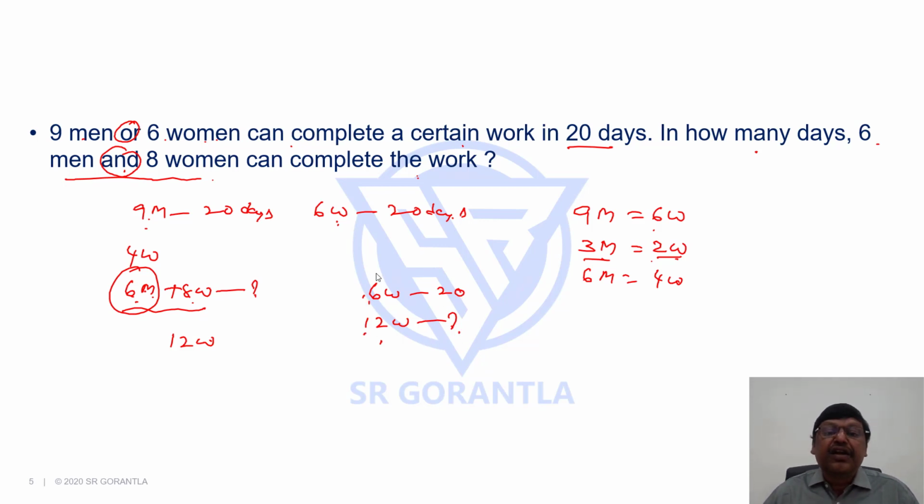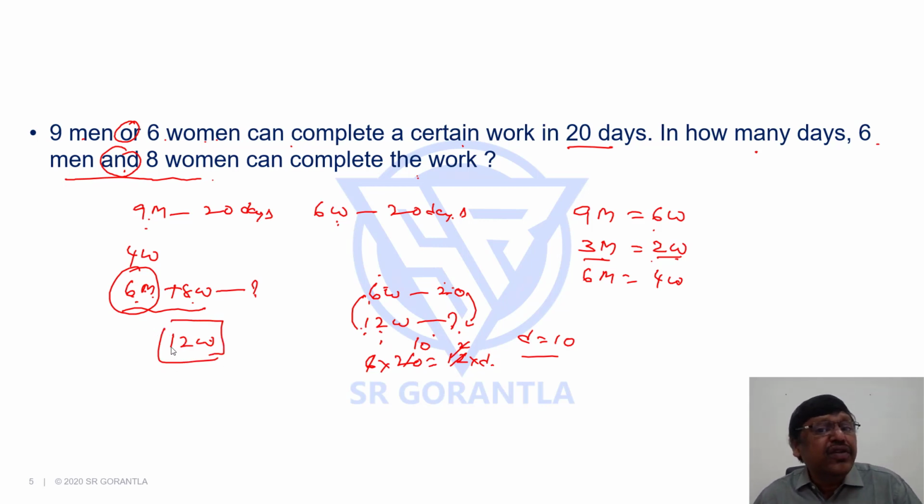Or I can say the number of women and the number of days are in inverse relation. Inverse relation means the product is constant. I can say 6 into 20 equals 12 into days, which I have to find out. 6 1s are 6, 6 2s are 12, so 2 tens, 20. But that's something we can directly say, because the number of women doubled, so days will become half, because it's inverse relation.